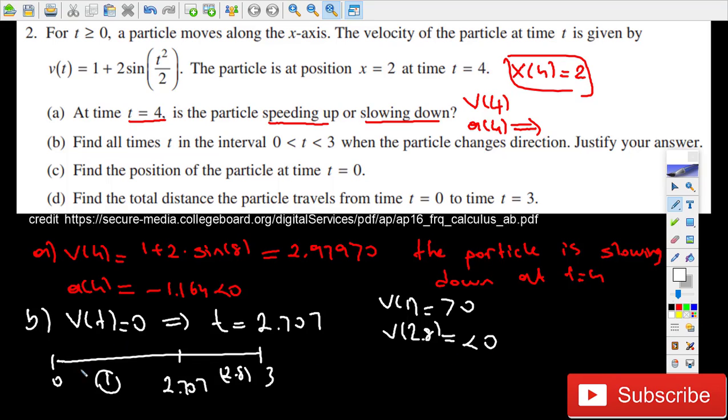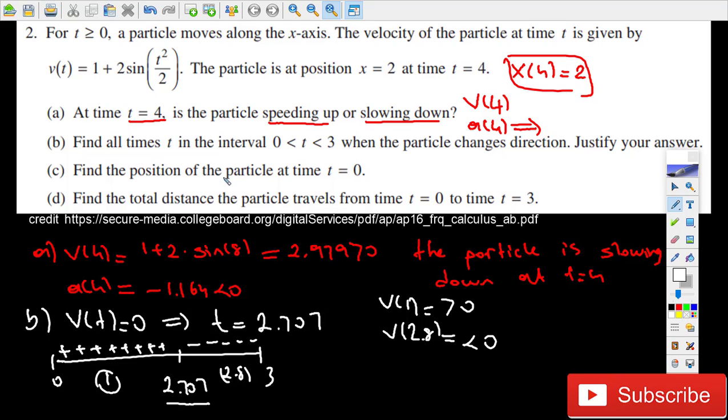So between 0 and 2.707, the velocity is positive, and right after that it's negative. My conclusion is that the particle changes direction at this time, because the velocity is changing from positive to negative at this time.